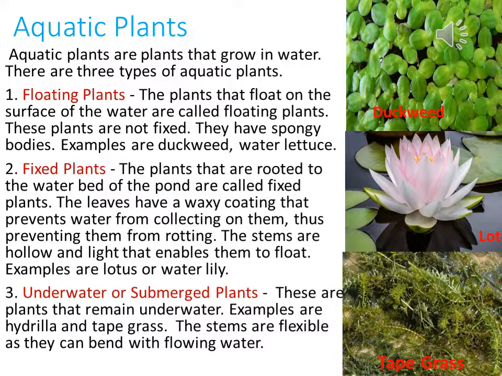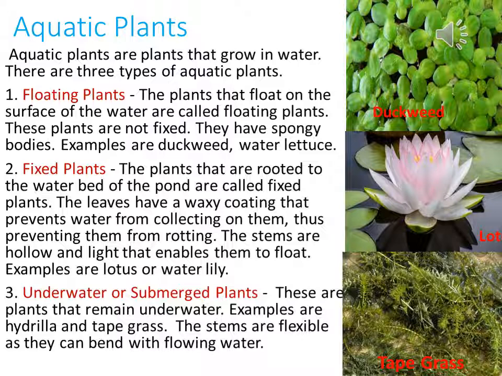Now let's discuss the second type of plants, that is, aquatic plants. Aquatic plants are plants that grow in water. There are 3 types of aquatic plants: floating plants, fixed plants, and underwater or submerged plants. Floating plants: the plants that float on the surface of the water are called floating plants. These plants are not fixed. They have spongy bodies. Examples are duckweed and water lettuce.